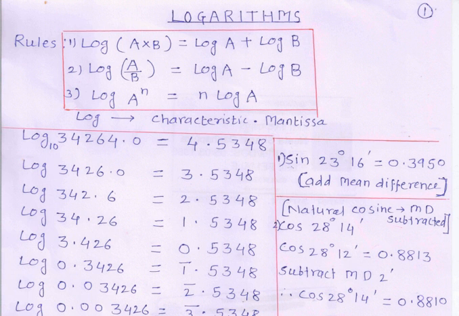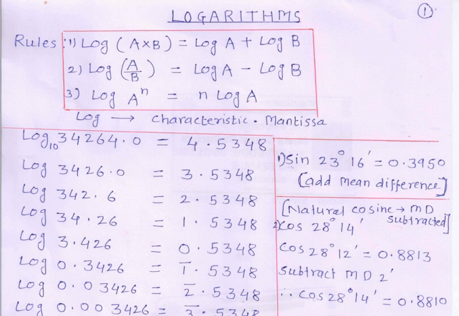Now whenever we want to see the log, the way of observing the log depends upon two things: one is the characteristic and dot, and the other is the mantissa part. The log depends upon characteristic and mantissa. Now we are watching all the logs to the base 10. In detail it is not necessary to study; the only thing is that we are watching the log to the base 10.